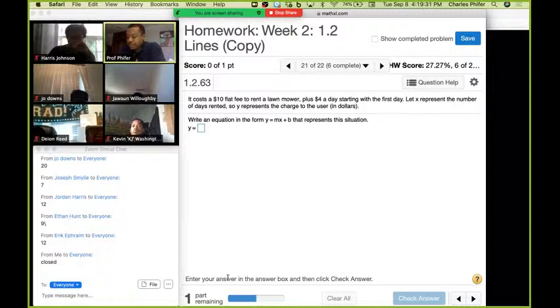Can I get a volunteer to read this one for me? I got it. All right. It costs a $10 flat fee to rent a lawnmower, plus $4 a day, starting with the first day. Let X represent the number of days rented, so Y represents the charge to the user in dollars.